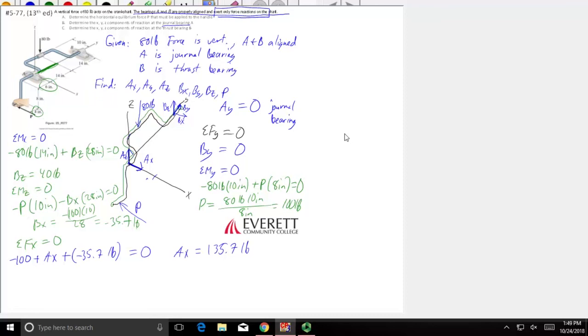Okay, and then one more step, we do sum of the forces in the z direction equals 0, and we're going to have AZ minus 80 pounds plus BZ equals 0. We've already calculated BZ, it was 40 pounds, so AZ is going to be equal to negative 40 pounds plus 80 pounds equals 40 pounds.